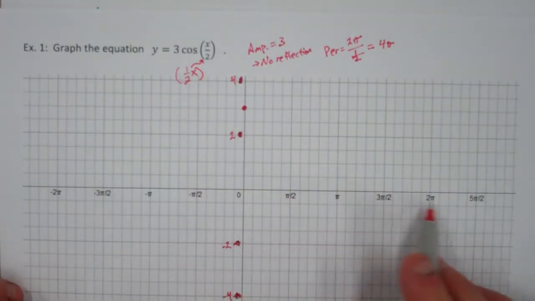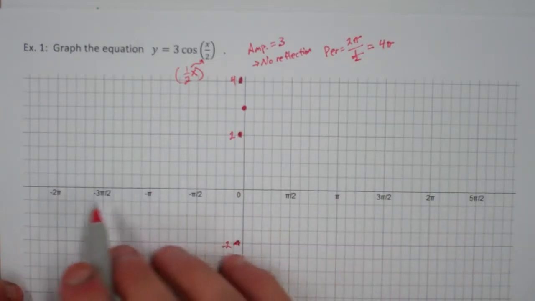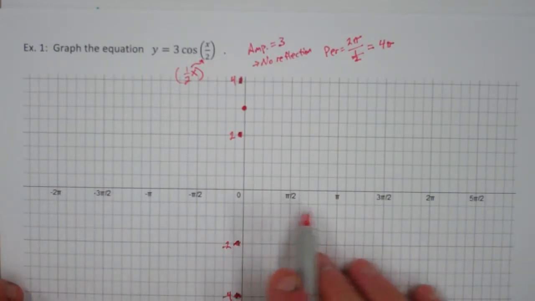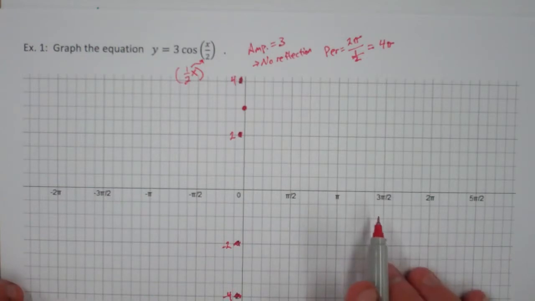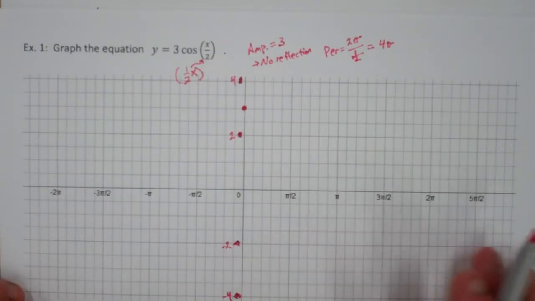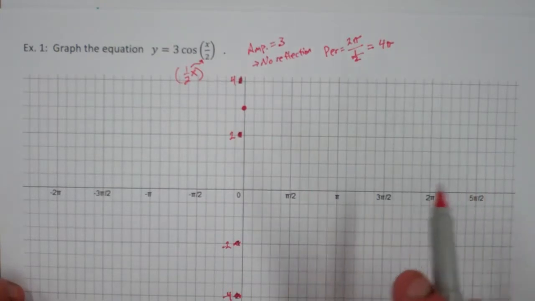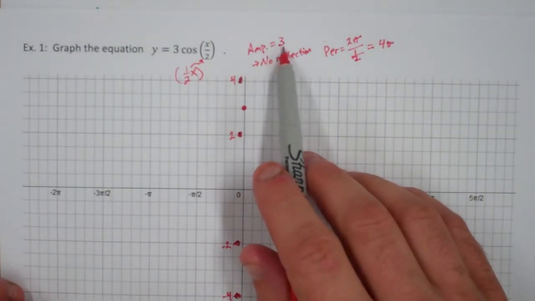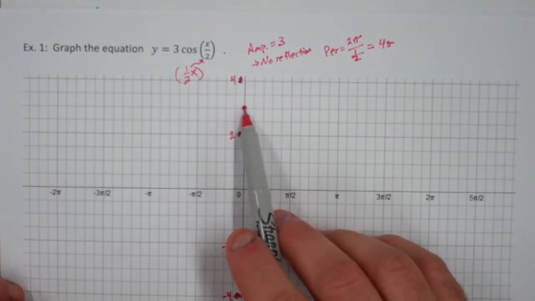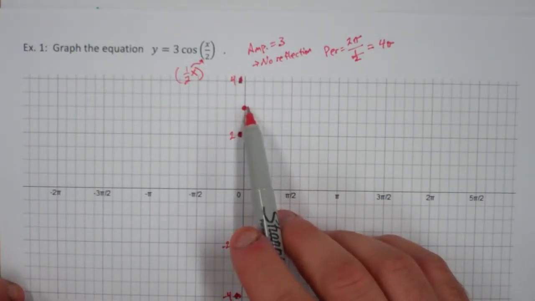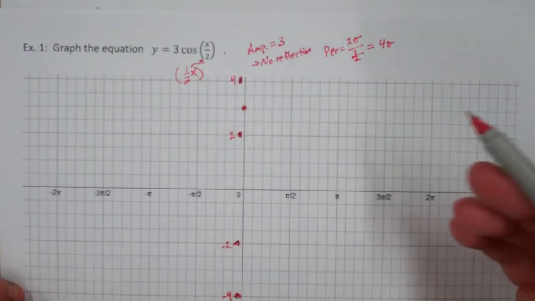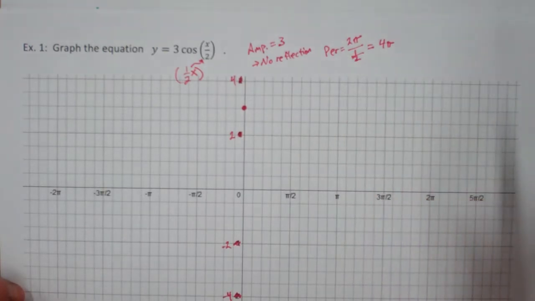We also don't have 4 pi on this graph, so you could change the labels on the axes if you wanted to. But let's try to graph this thing, and we'll try to get at least one full period without having to change the axes. So we now know that the amplitude is 3. There's no reflection. The graph will begin here, and then the y values will repeat after 4 pi.